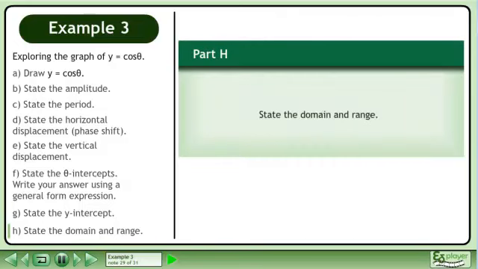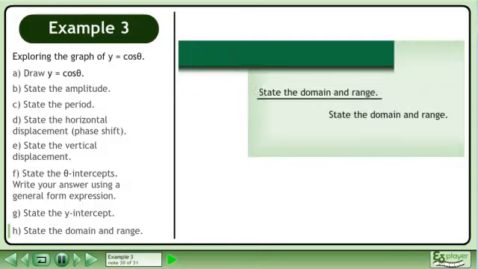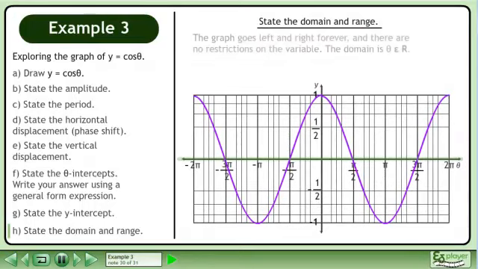In part H, state the domain and range. The graph goes left and right forever, and there are no restrictions on the variable. The domain is theta belongs to the set of real numbers.